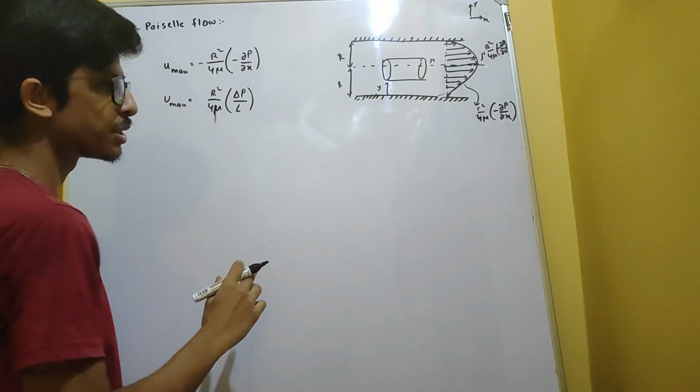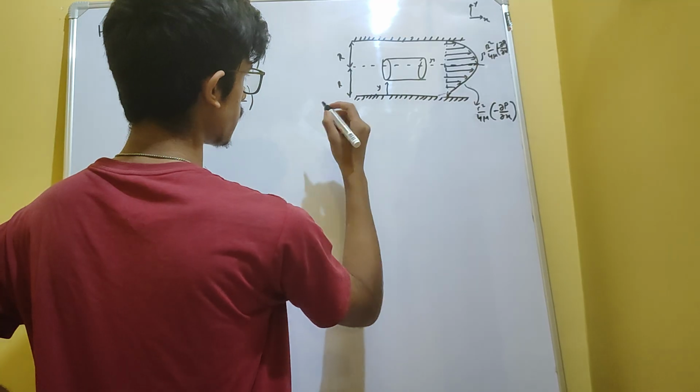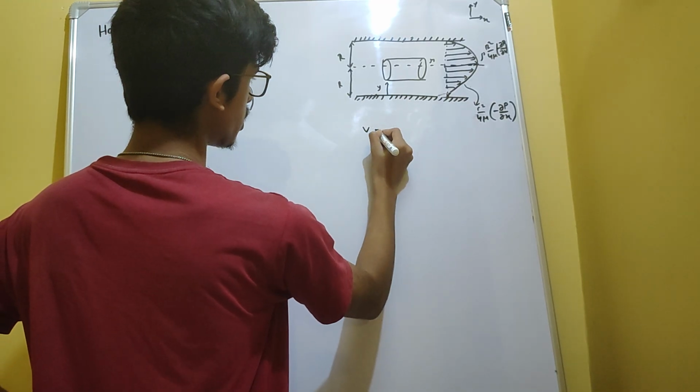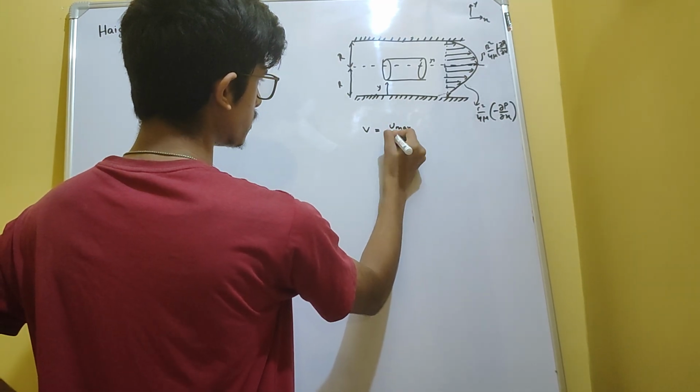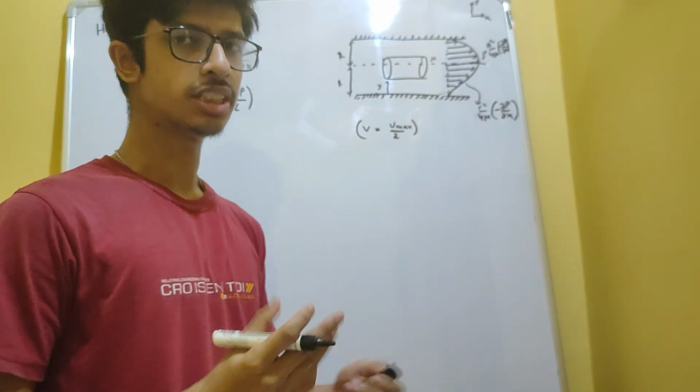And we have the expression for average velocity and maximum velocity. We have one relation for Hagen-Poiseuille flow: the average velocity is half of maximum velocity. This expression we actually get from the discharge formula.